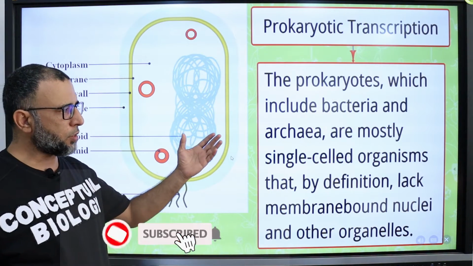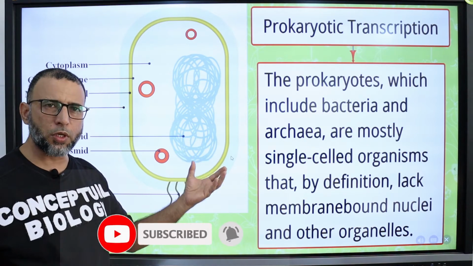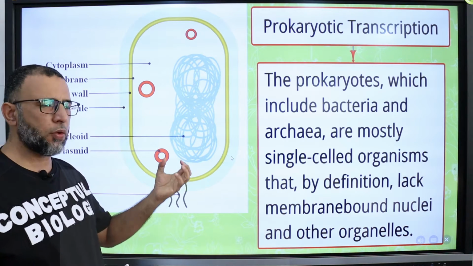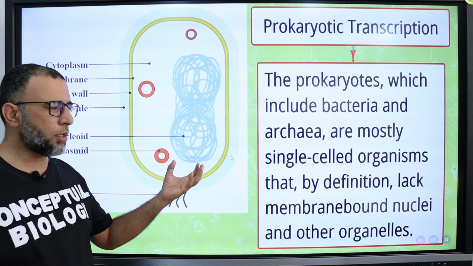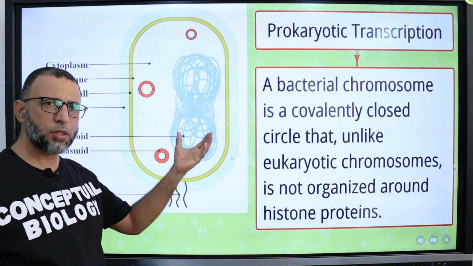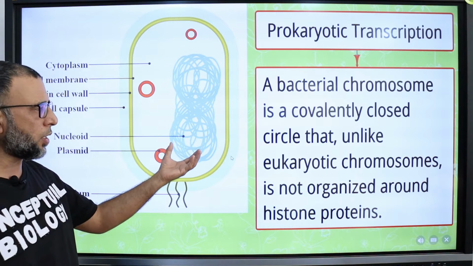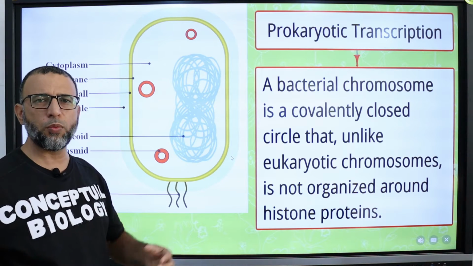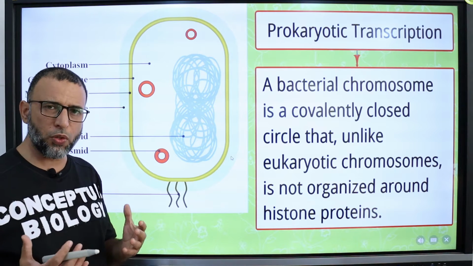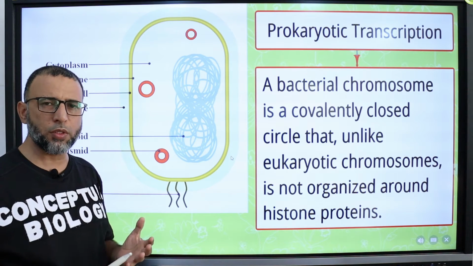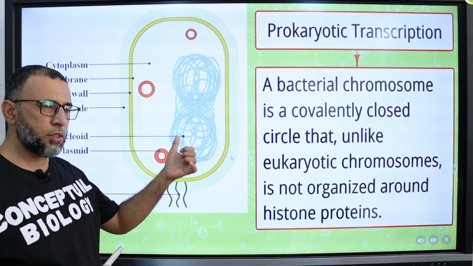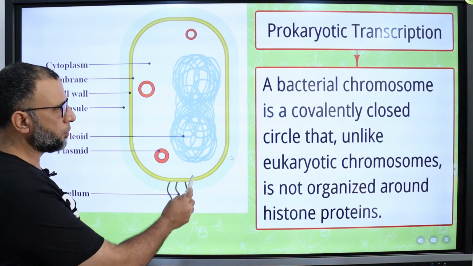Prokaryotes, including bacteria and archaea, are mostly single-celled organisms, and by definition they don't have a membrane-bound nucleus and other membranous organelles. A bacterial chromosome is a covalently closed circle, that is, unlike the eukaryotic chromosome, it is not organized with histone protein. As we know, in eukaryotes the chromosome is composed of DNA and histone protein. So, histone protein is absent in the bacterial chromosome.